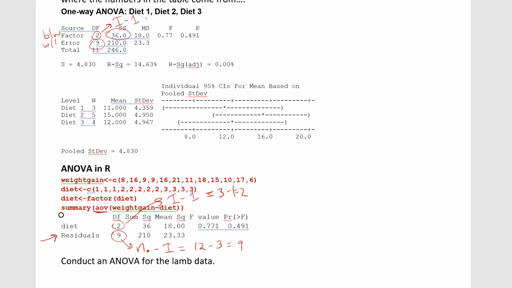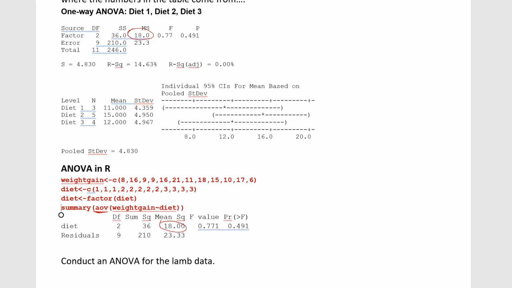The sum of squares for factor or diet, or what we call between, is 36. And the sum of squares for error or residual, which we called within, that natural error variation, is 210. Now what did we say a mean square was? So we've got a mean square of 18 for the between group, factor or diet, which is attributable to the treatments. How do we arrive at that number?